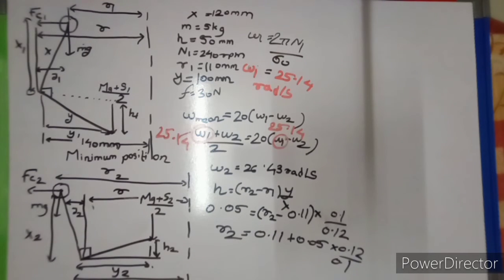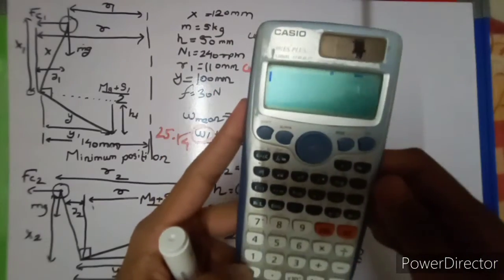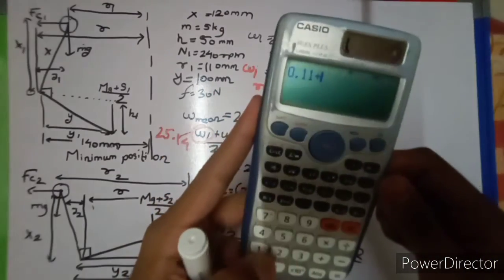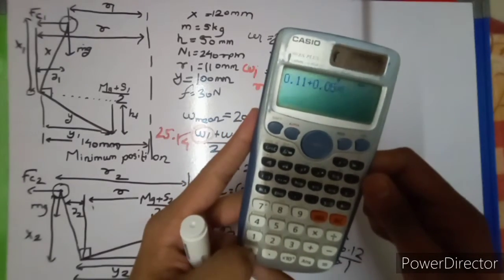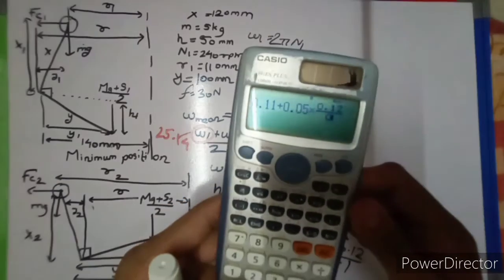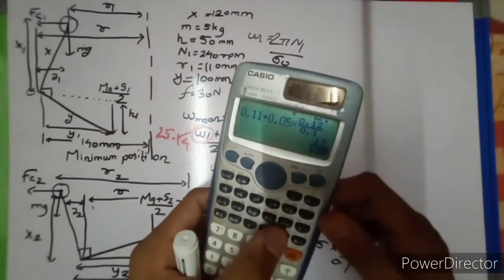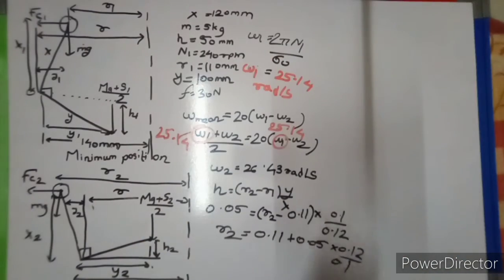So what you will get: 0.11 plus 0.05 into 0.12 upon 0.1. So we got 0.17, yes, 0.17.